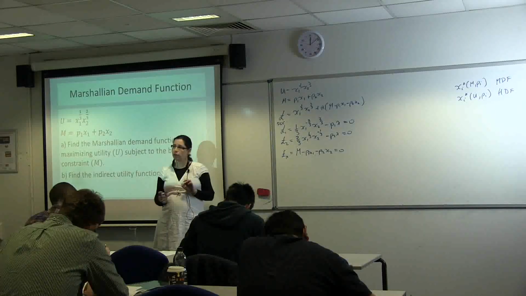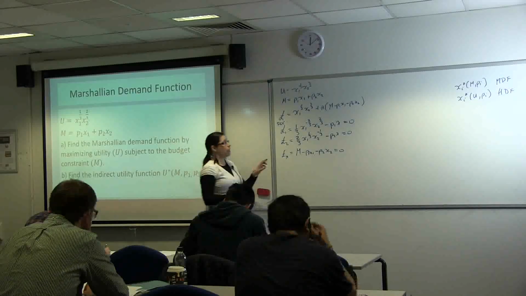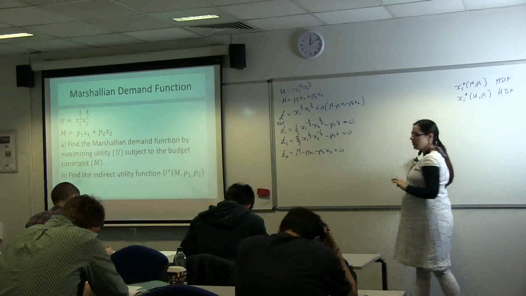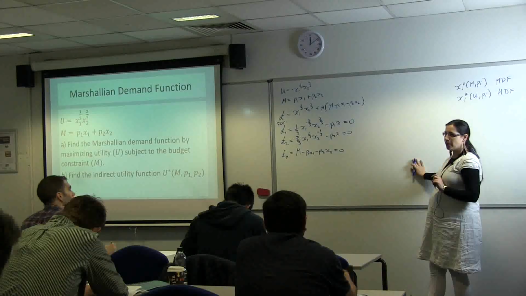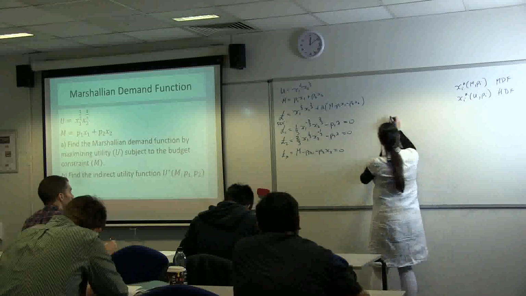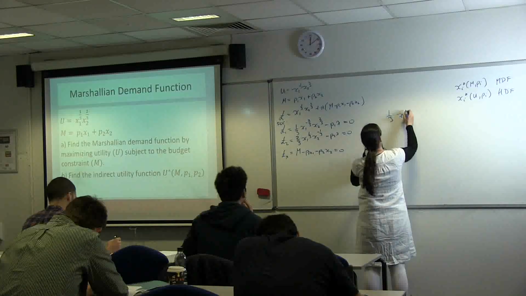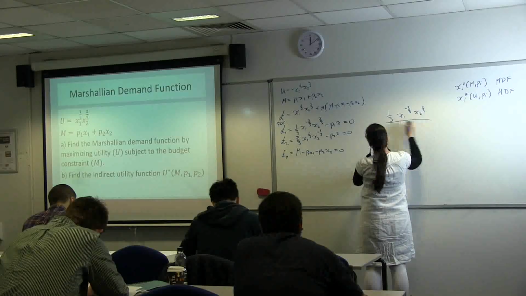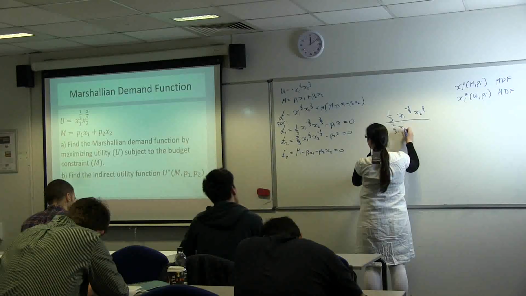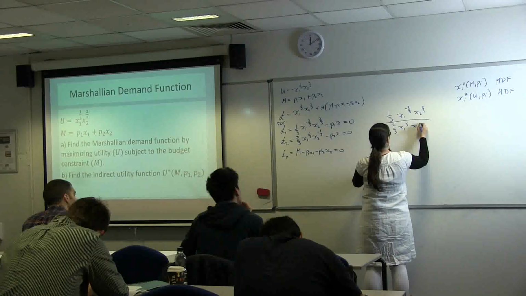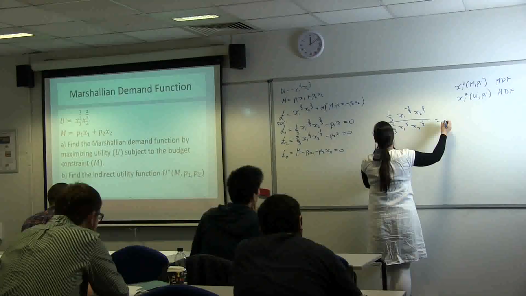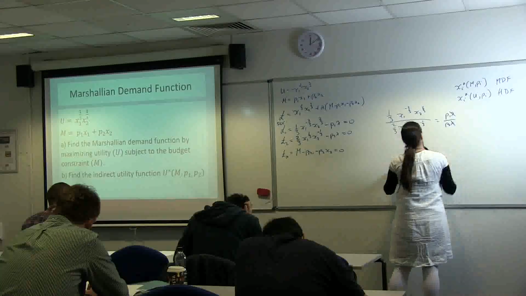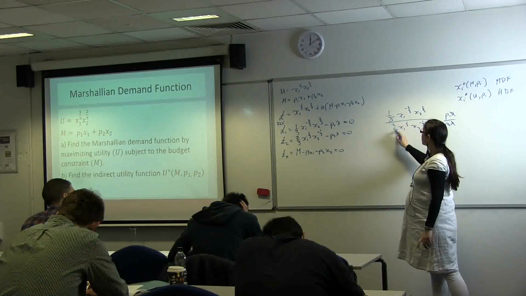And what I'm going to do now is just rearrange these two and divide. Can I do that in one step? I think you're quite used to it now, right? So 1/3 x1 to the minus 2/3 x2 to the 2/3 over 2/3 x1 to the 1/3 x2 to the minus 1/3 equals p1 lambda over p2 lambda. Lambda cancels out. The third cancels out.